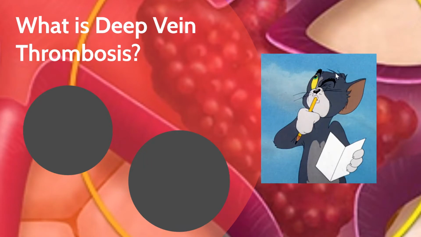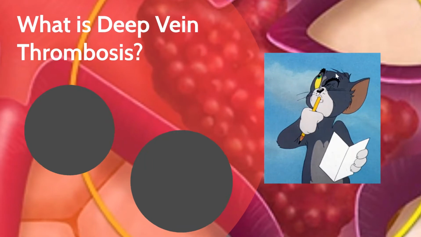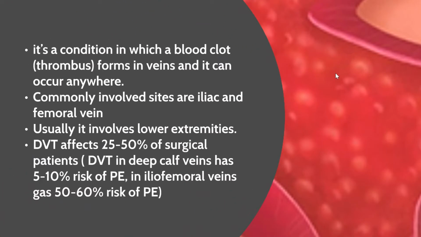So what is deep vein thrombosis? Deep vein thrombosis is a condition in which a blood clot, a thrombus, forms in veins, and it can occur anywhere. The commonly involved sites are actually the iliac and also femoral veins. It usually involves the lower extremities.